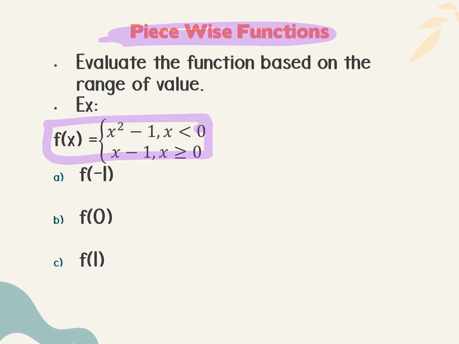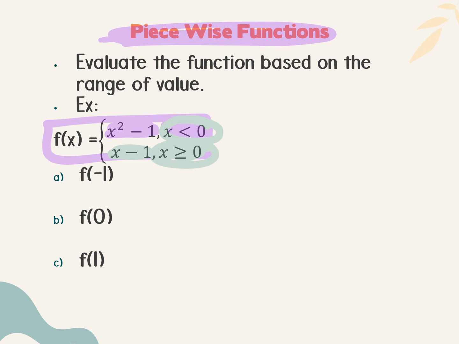For the values where x is less than 0, so anything that's less than 0, we're going to use this x squared minus 1. And if the value I'm plugging in is greater than or equal to 0, I'm going to use x minus 1. So first, you look at what's inside the parentheses and figure out if it's less than 0 or greater than or equal to 0. And then based on that, you grab whichever one you're supposed to use.